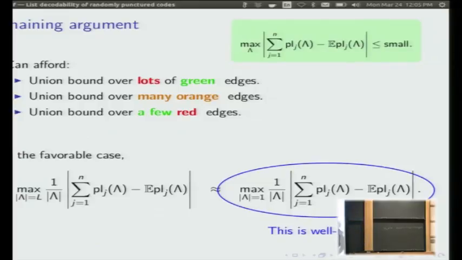So we can afford to union bound over lots of those green edges, over many of the orange edges, and over a couple of the red edges. And in the favorable case, one would hope everything kind of balances out, and you get that the worst case deviation that we wanted to control is about the same as that quantity when the list sizes are 1. And we would hope that we understand that. So that's kind of a lie. It doesn't really work.